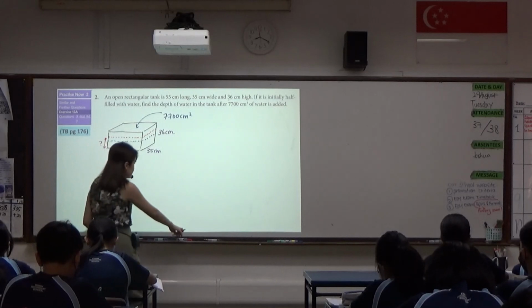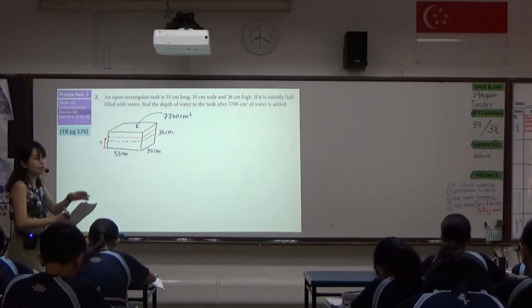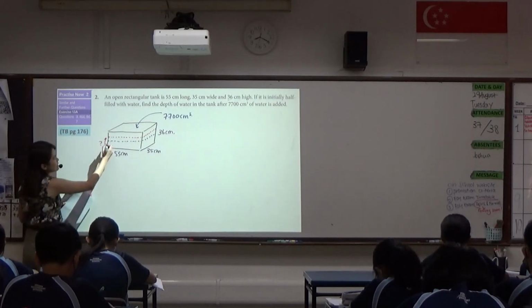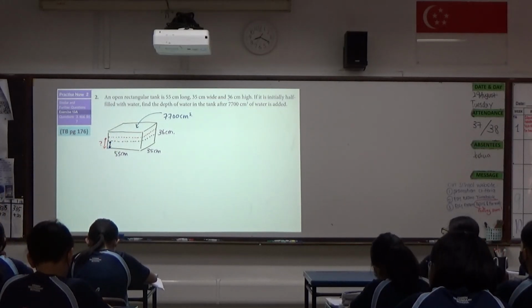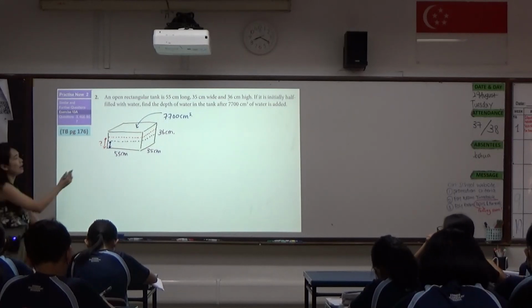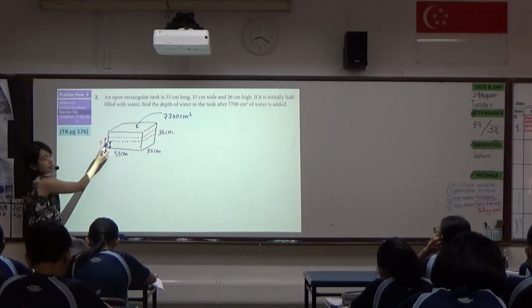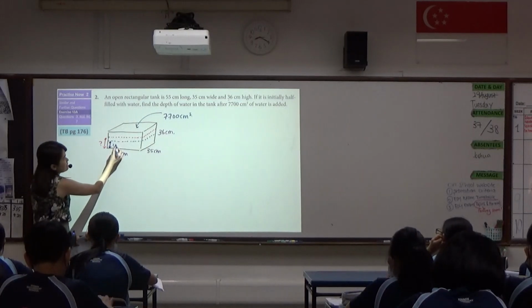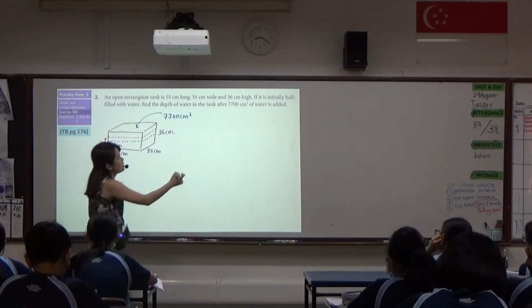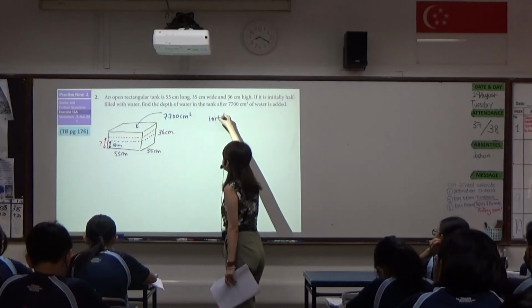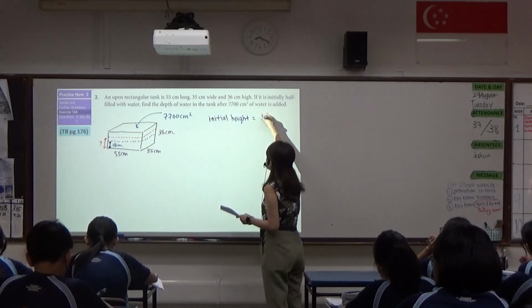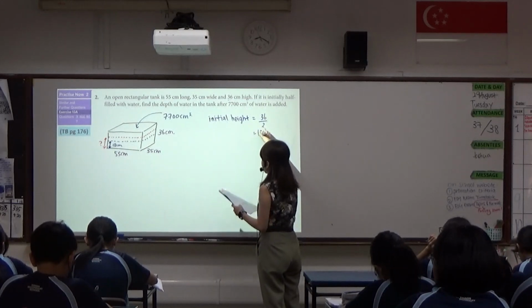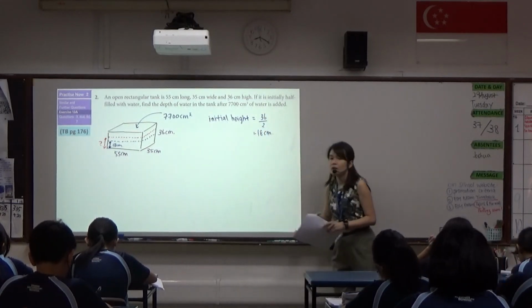Right? So first of all, we know that initially it was half filled. That means that this height over here, can you tell me how high would the water level be? If it's half filled, how high would this be? 36 divided by 2, right? So that will be 18 cm. So our initial height will be 36 divided by 2, 18 cm.